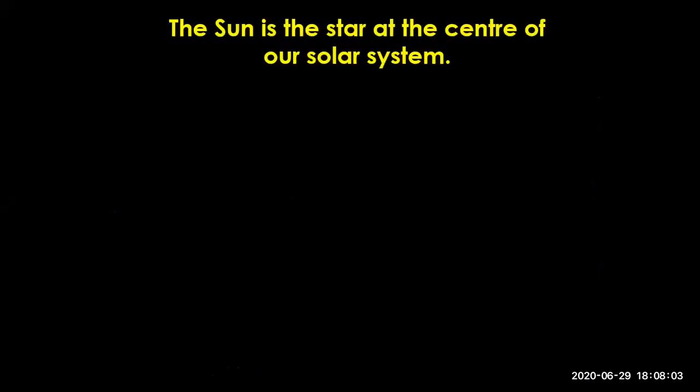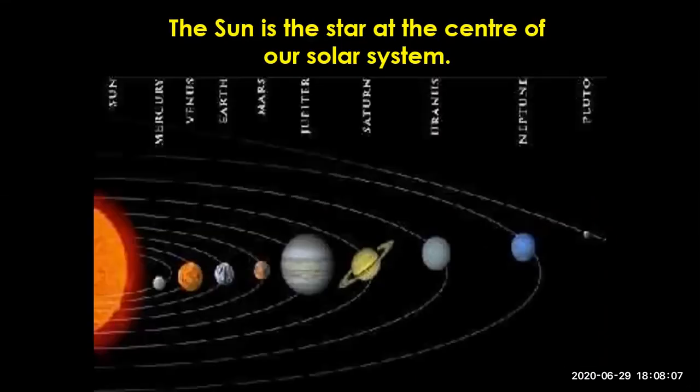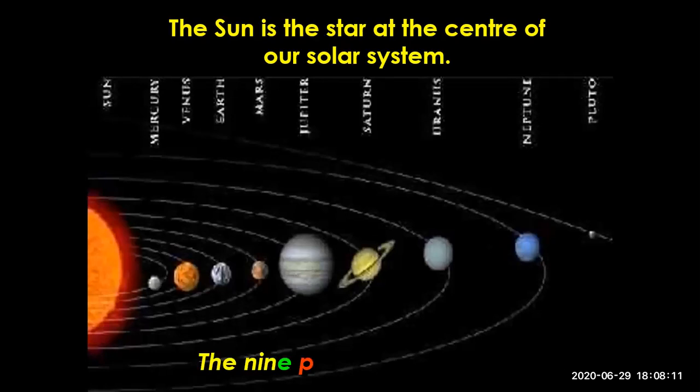The Sun is the star at the center of our solar system. So we have the 9 planets that orbit the Sun. We have Mercury, Venus, Earth, Mars, Jupiter, Saturn, Uranus, Neptune, and Pluto.